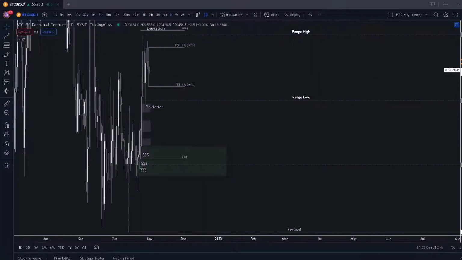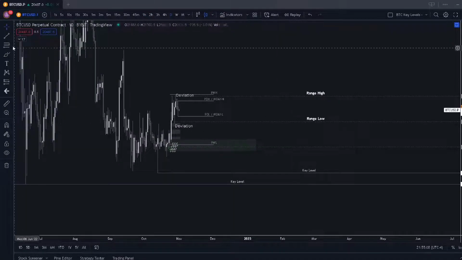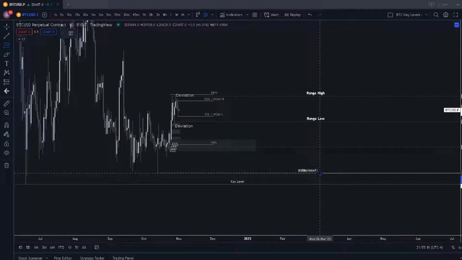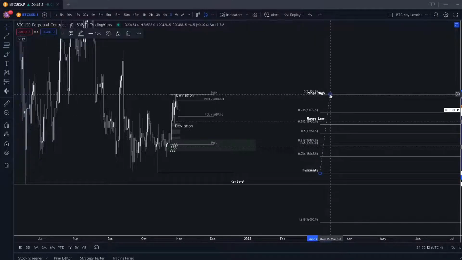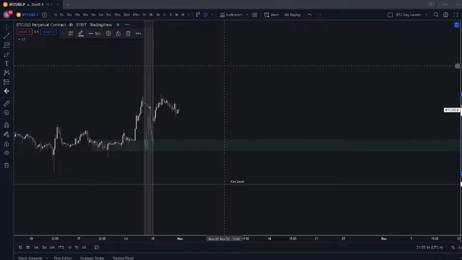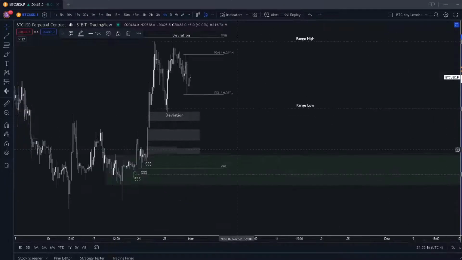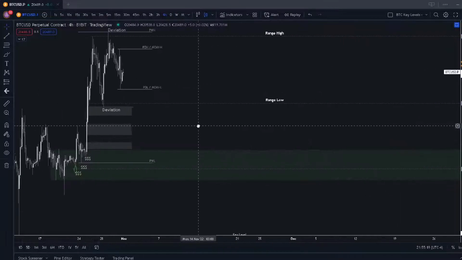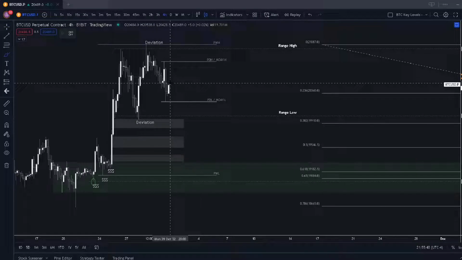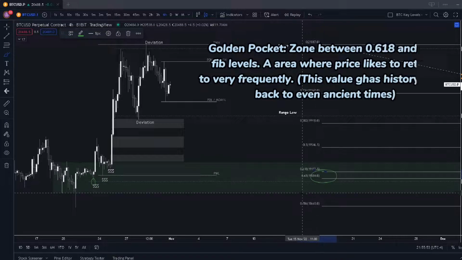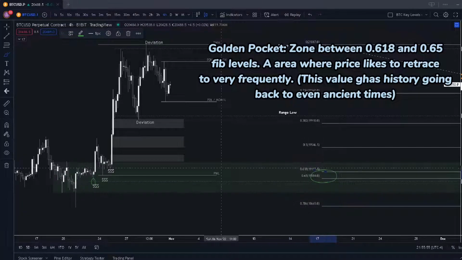For extra confluence, we can go onto the daily chart here and take a fib from this swing low to this swing high. Then we'll go on a smaller time frame, the 4 hour, to see exactly where the fibs line up. As you can see, this general area is also really confluent with the golden pocket. This is where price will likely retrace to.